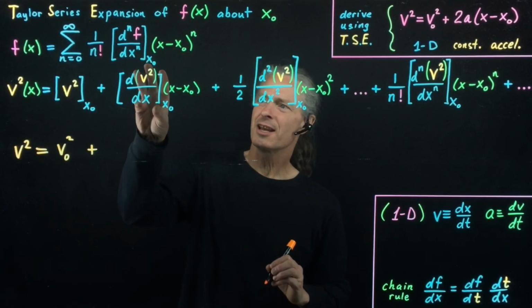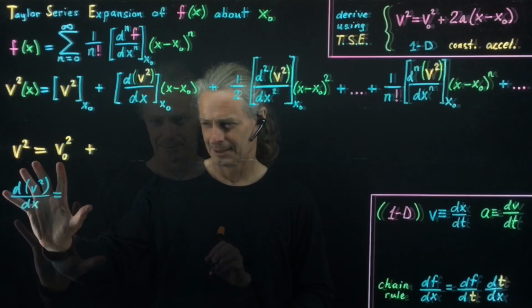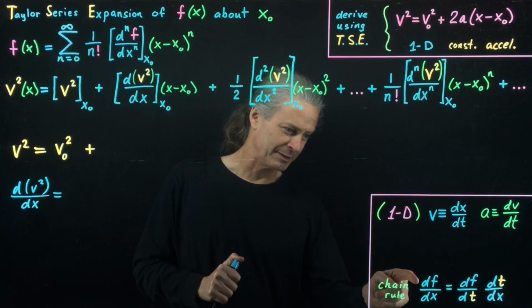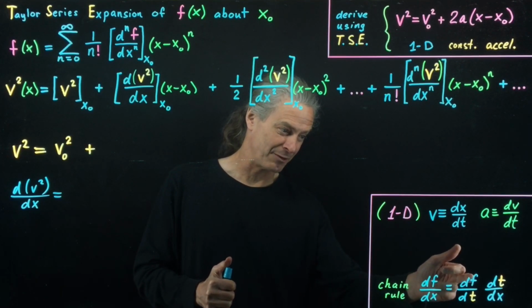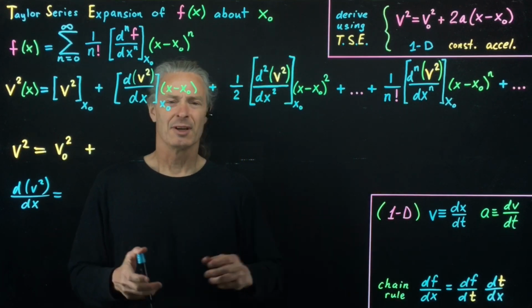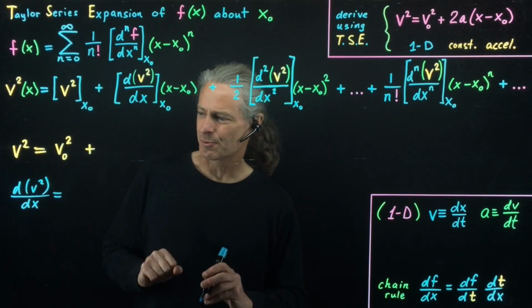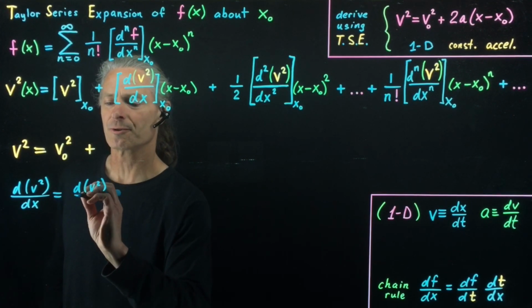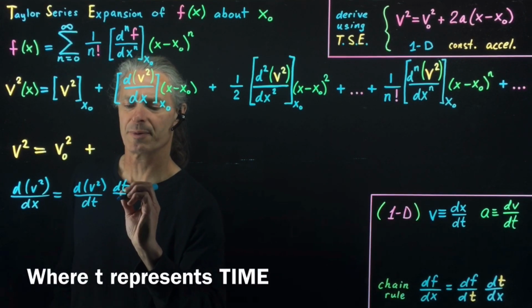And now let's take the quantity in this bracket and put it down here so we can work through it. Now, here's where we need to apply the chain rule. The chain rule says that the derivative of some function with respect to x could be written as, for example, the derivative of that function with respect to t multiplied by the derivative of t with respect to x. And that's exactly what we want to do here. So the derivative of v squared with respect to x can be written as the derivative of v squared with respect to t multiplied by the derivative of t with respect to x.